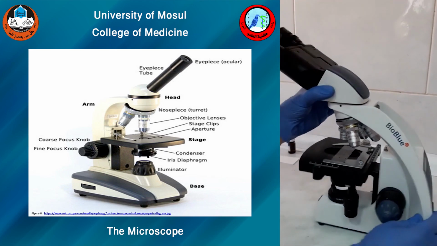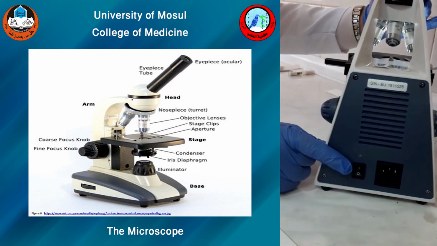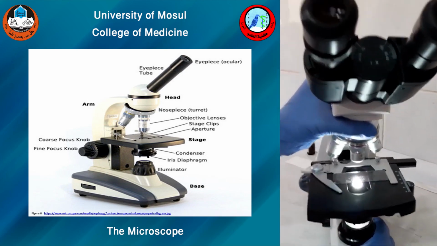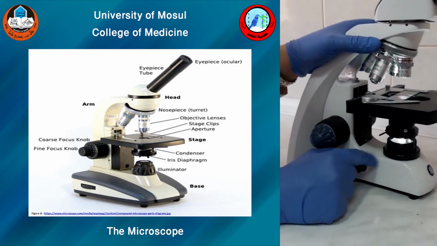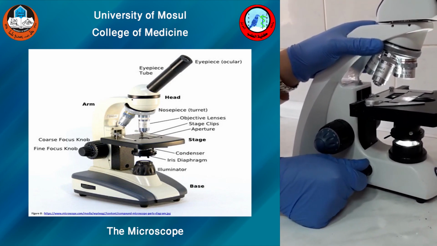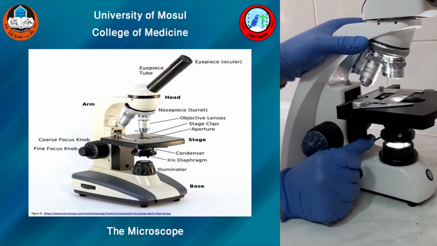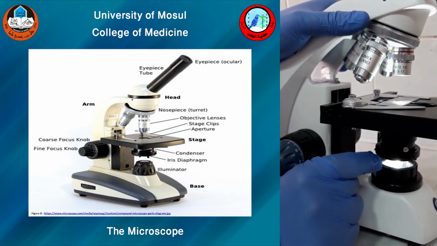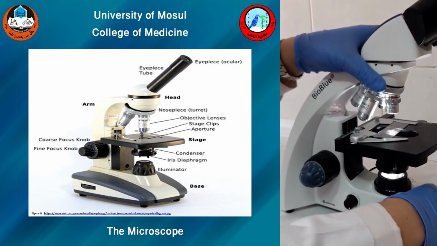Also, we have the power. From here, we switch the microscope on, and this is the illuminator that gives the light. We can decrease or increase the amount of light by this button, and we can also control the amount of light by the condenser. This is the condenser. We can decrease or increase the amount of light that strikes the back of the slide.